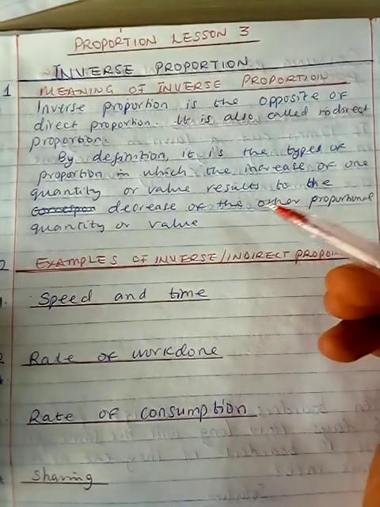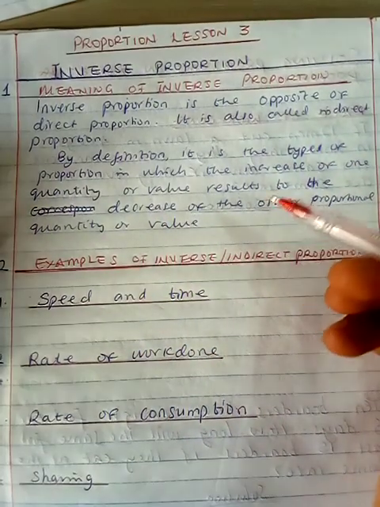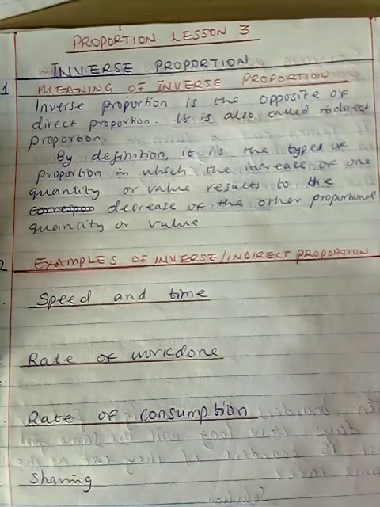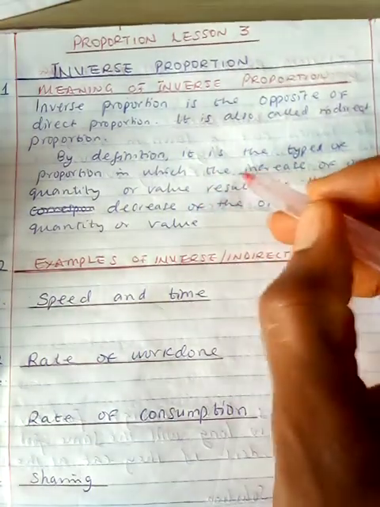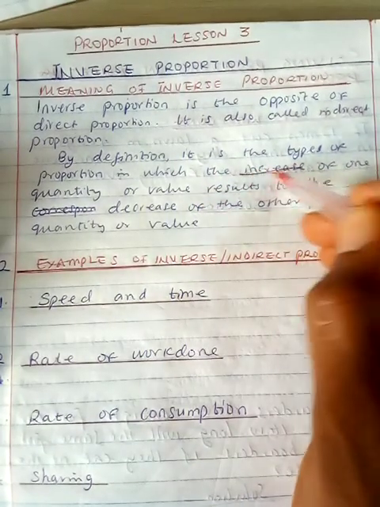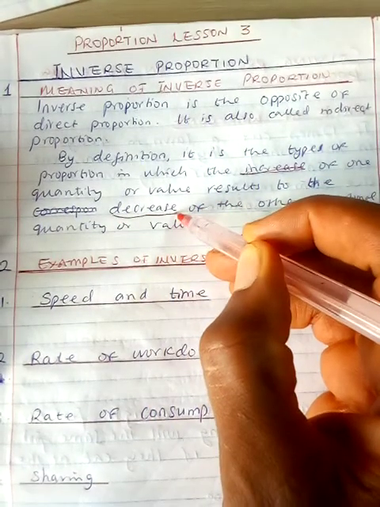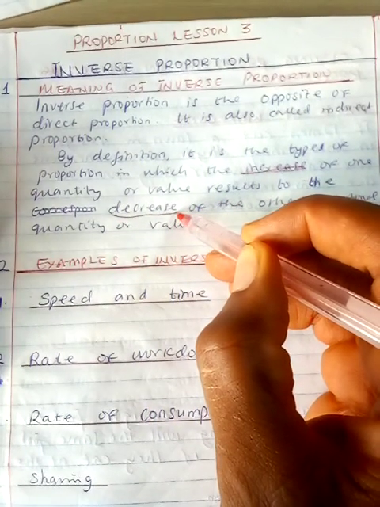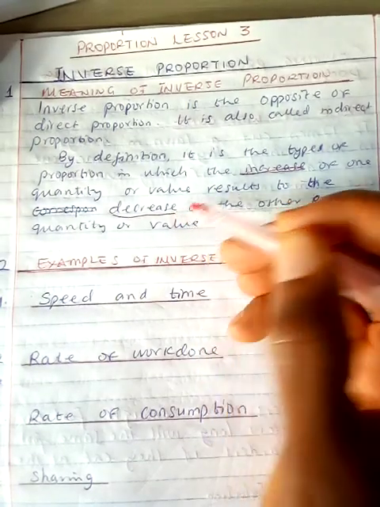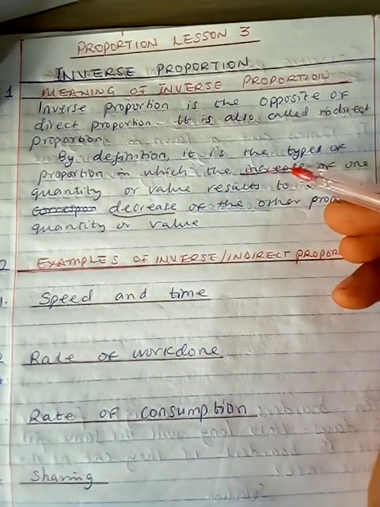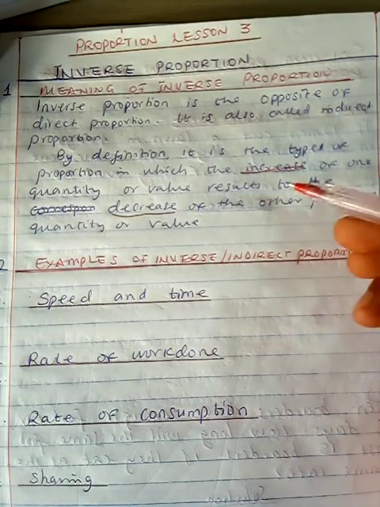Now, in this proportion, you can see that the quantities vary in opposite directions. That means as one quantity increases, it leads to the decrease of the corresponding or proportional quantity. That's why it is inverse. So as one quantity is increasing, it results in the decrease of the other quantity.